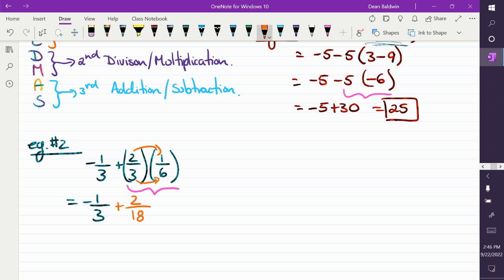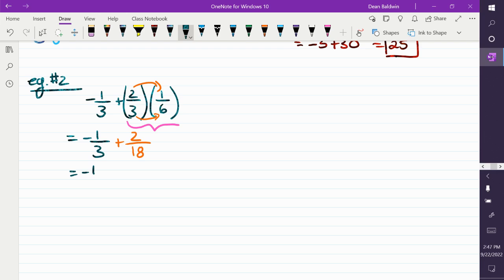Okay? Now, at this point, again, I strongly encourage you to simplify your fraction. Because if you're going to start adding these together, you need a common denominator, but I don't want to deal with the denominator of 18. I want to simplify that if I can. So does 2 over 18 simplify? Yeah. To what? 1 over 9. So we get negative 1/3 plus 1 over 9. Now that is much easier to deal with than the 2 over 18.